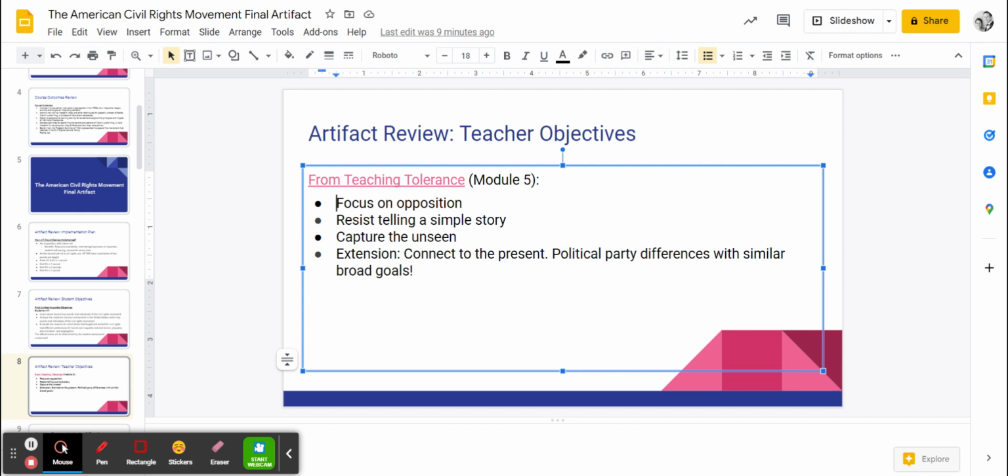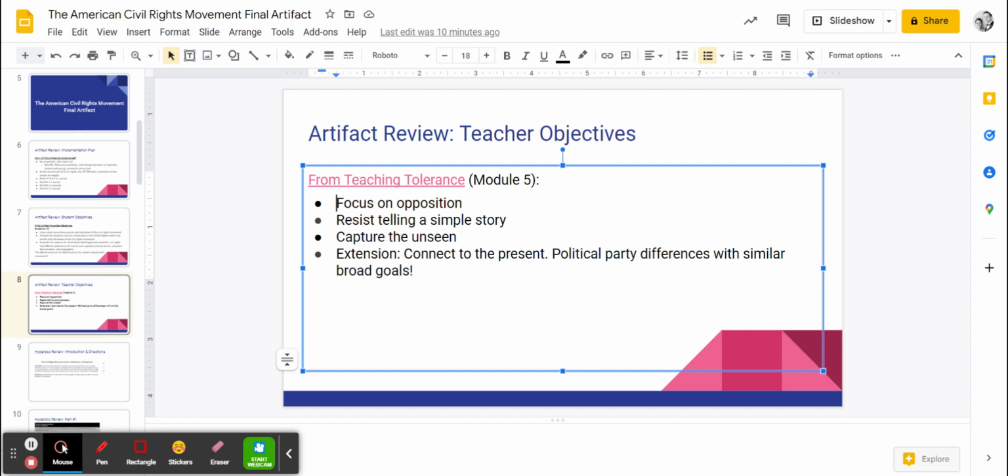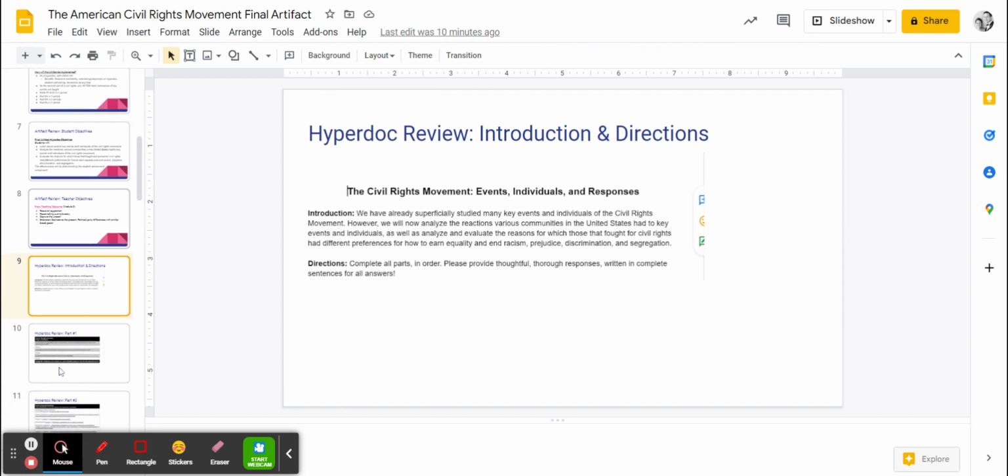I think students need to understand that if you have common goals, how you achieve those goals can differ. And that's true not only in political parties today, but even when students get a job, in how they accomplish a project at work. There may be different ideas in terms of how to finish something. So I thought the extension component was interesting. Getting to the artifact itself, this is just the introduction and directions, which touches on what students will be doing and how to complete it.